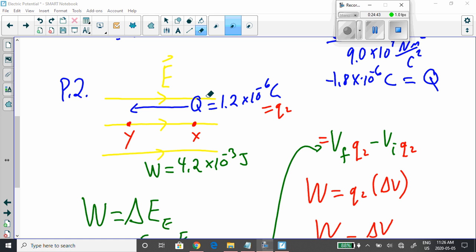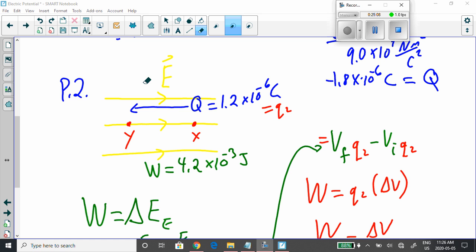All right, let's try another one. Same page, section 7.4, practice question 2. Let's read it. It says it takes 4.2 times 10 to the negative 3 joules of work to move a positive 1.2 times 10 to the negative 6 coulombs of charge from a point X to a point Y in an electric field. Calculate the potential difference between X and Y.